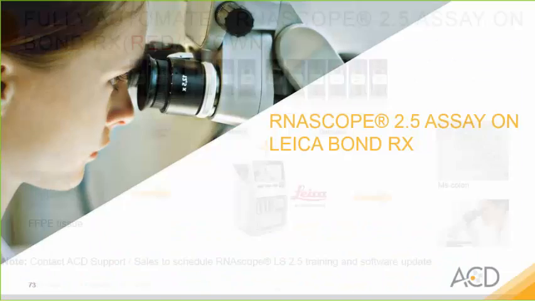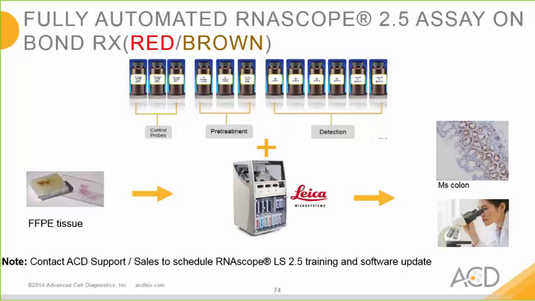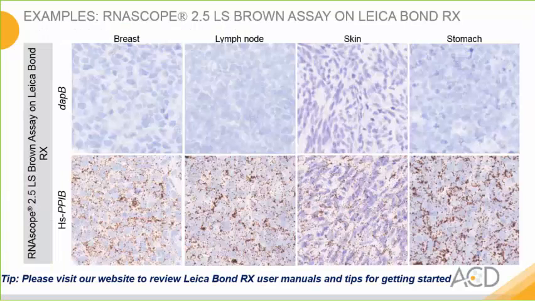Okay, now this is showing the RNAscope 2.5 assays running on the Leica. It's showing the automation capability of the Leica platform from tissue to imaging. Again, here are examples of the 2.5 LS Brown assay in various tissues. The DAB negative control is clean, and PPIB shows strong punctate staining. Currently, this platform is capable of running the red, brown, duplex chromogenic, and the fluorescent assays.